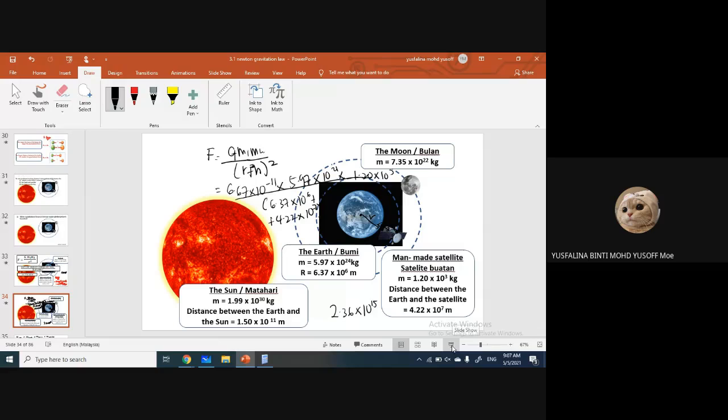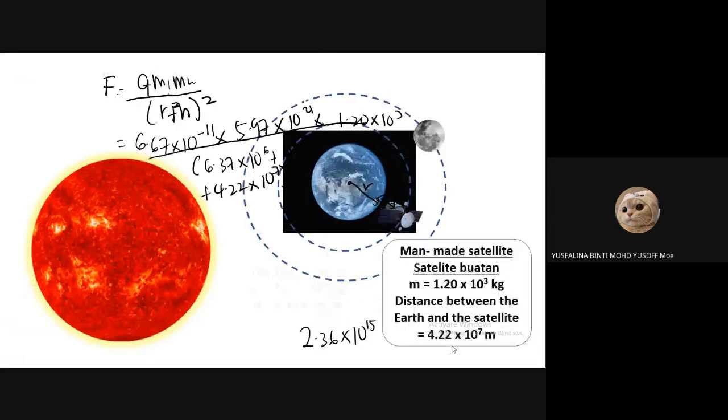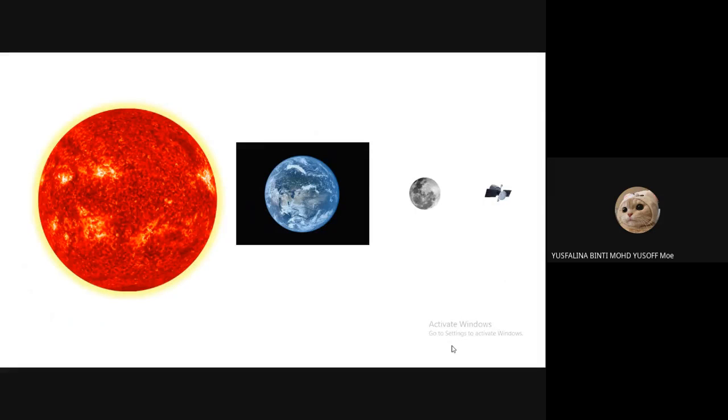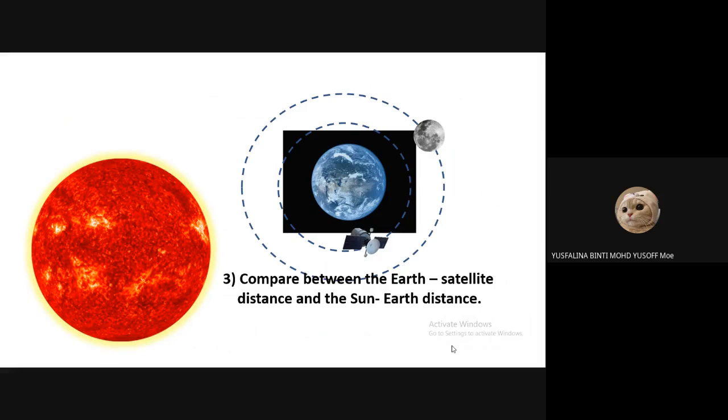All right, so we already answered this one. So we compare the mass. The mass of the sun is bigger than the mass of the earth, and the mass of the earth is bigger than the moon, and the moon is bigger than the satellite. After that, we compare the Earth-satellite distance and the Sun-Earth distance. You can see the distance between the Sun and Earth is larger than the Earth-satellite distance.